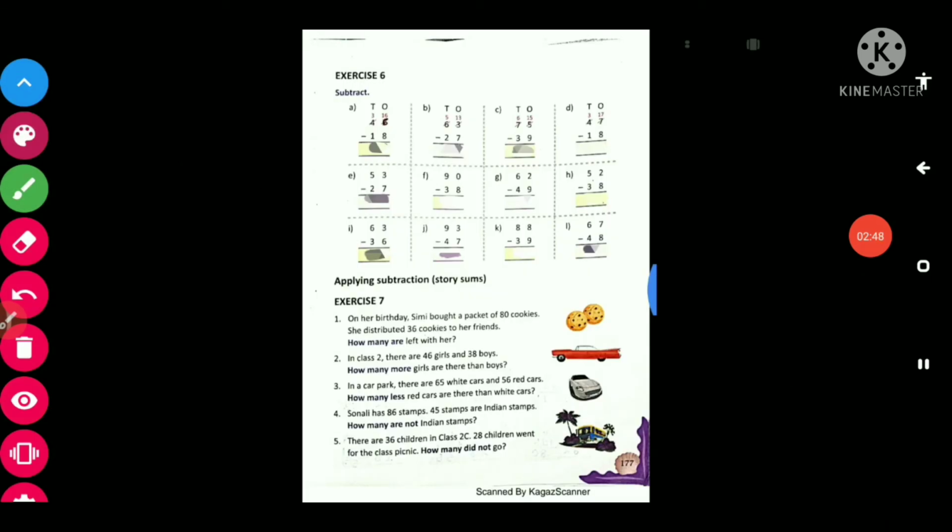Now see the next question. In class 2, there are 46 girls and 38 boys. How many more girls are there than boys? So here it states that 46 girls are there and 38 boys are there, right? So we have to find out how many more girls are there than boys.